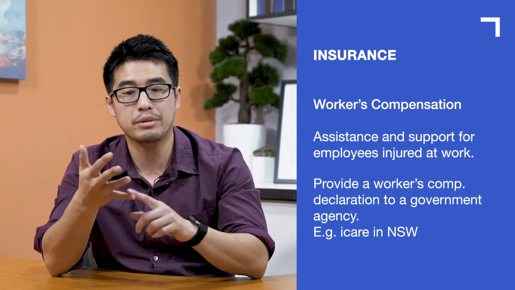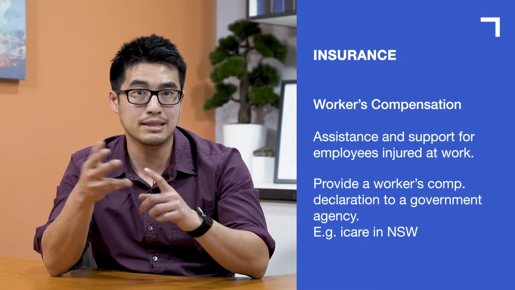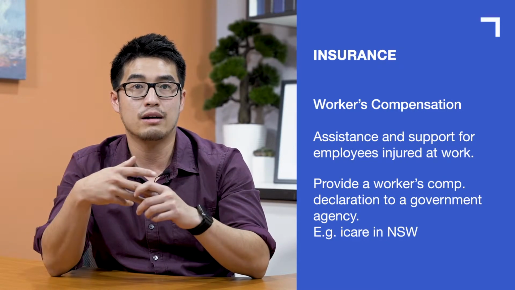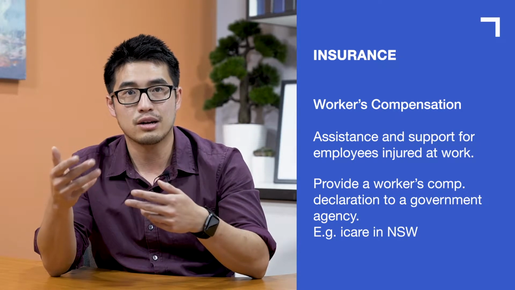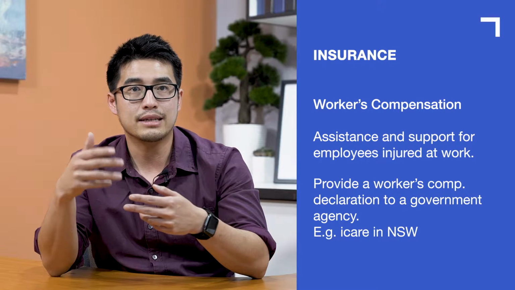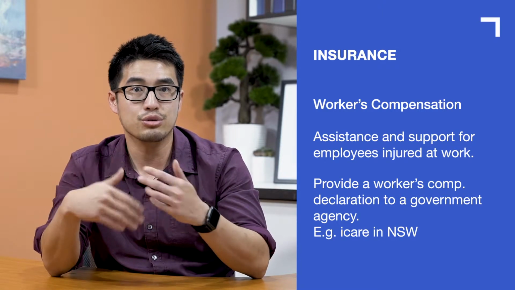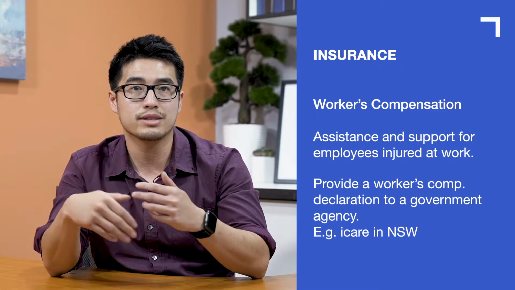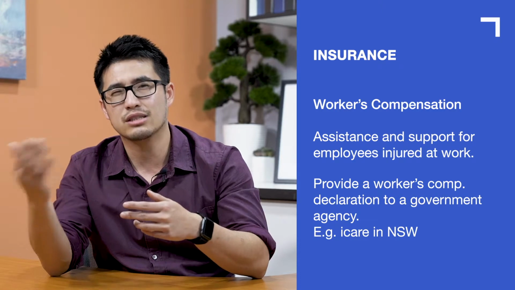One such insurance that you need to deal with is workers' compensation. You need to actually look at filling out details of how many employees you have, how much money you're planning to pay these employees on an annual basis, and lodge that with iCare, for example, for New South Wales. But there are different types of government authorities based in different states. So the New South Wales one is called iCare. So you'll have to lodge your workers' compensation declaration with your wages and your estimated wages for the year.